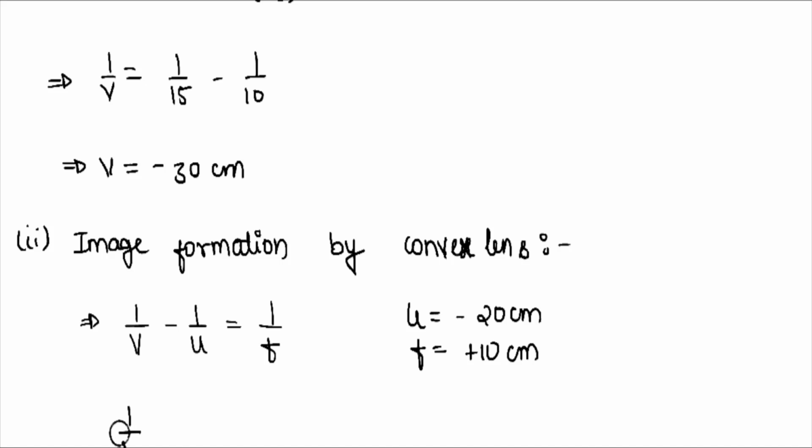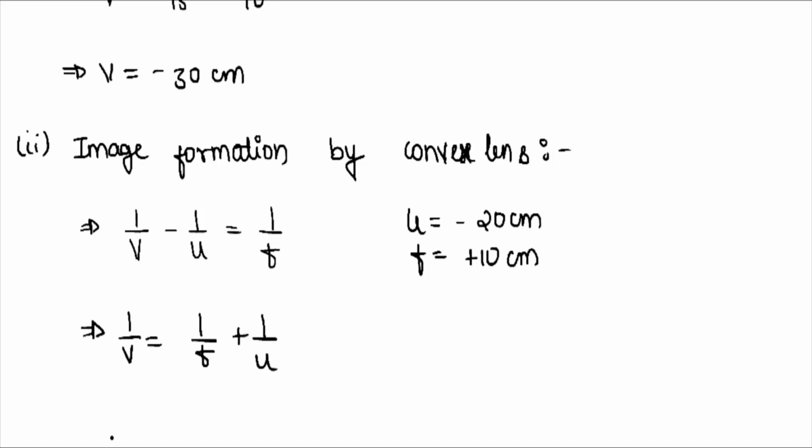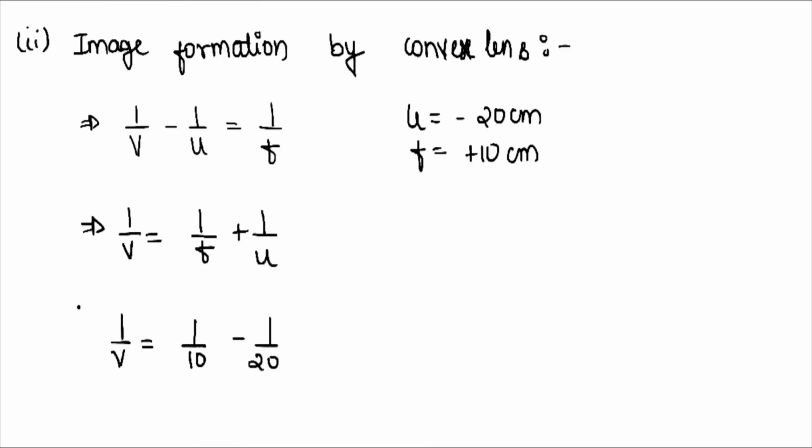And our 1 by v will be 1 by f plus 1 by u. So if we put these values in the formula, our 1 by v will be 1 by 10 minus 1 by 20. So we can easily say that v will be simply 20. So our v is 20 centimeters, and it is positive.